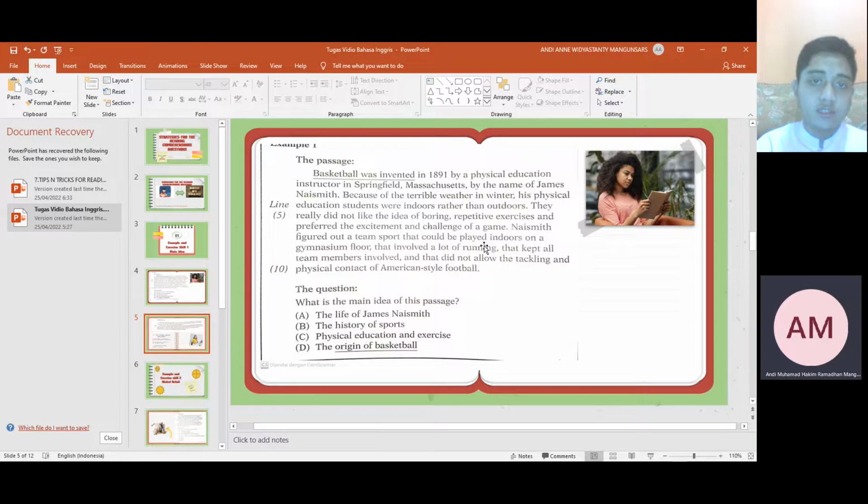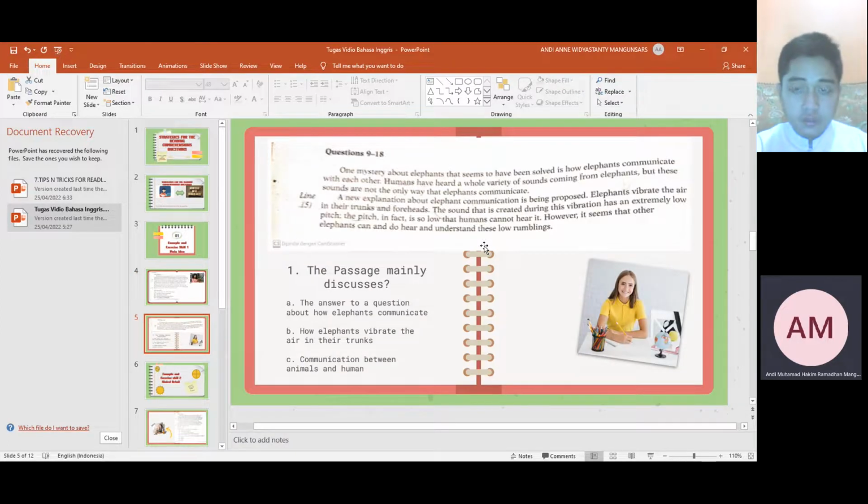Okay, next slide. This is exercise, main idea. Now number 1, the passage mainly discusses A, B, C. Okay, the answer, anyone who knows? Okay, the answer is A, the answer to a question about how 11 communicate.